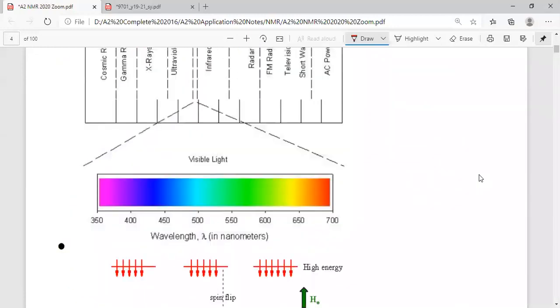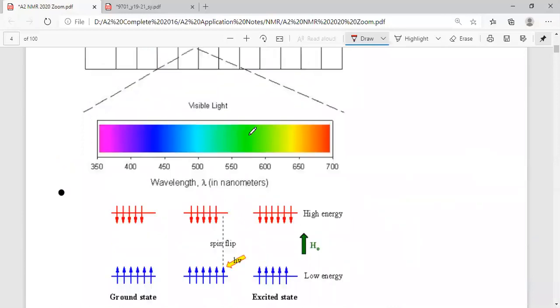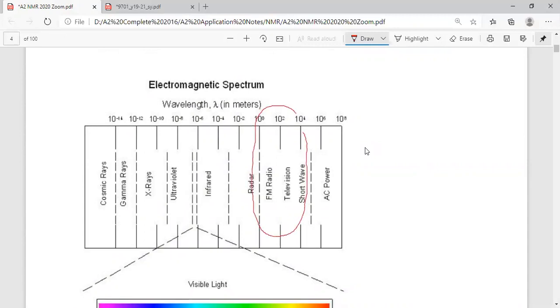Now remember the frequency that can flip from bottom to top is in this region here. This is the electromagnetic spectrum, so the radio waves here. Remember, the bigger the wavelength, the smaller the frequency. The bigger the wavelength here, the lower the energy; this is the lowest energy. So from here to here is an increase in energy.